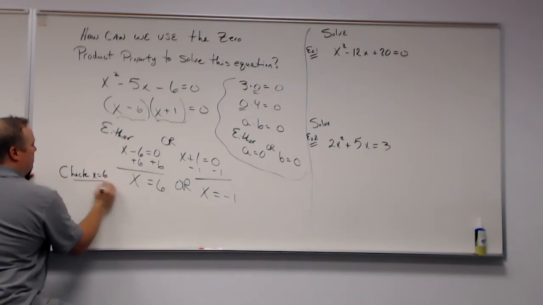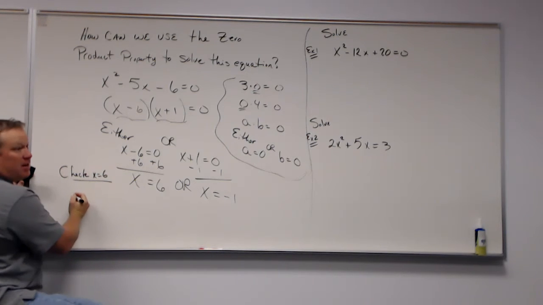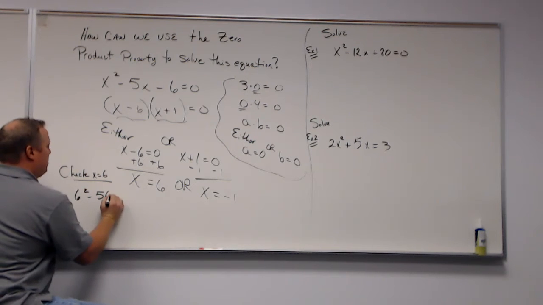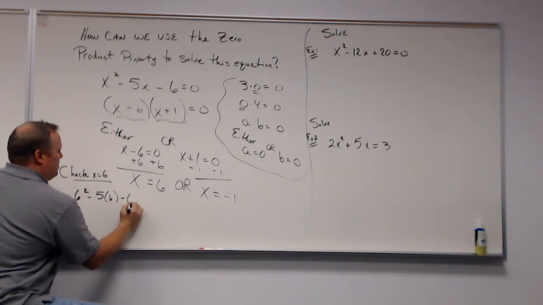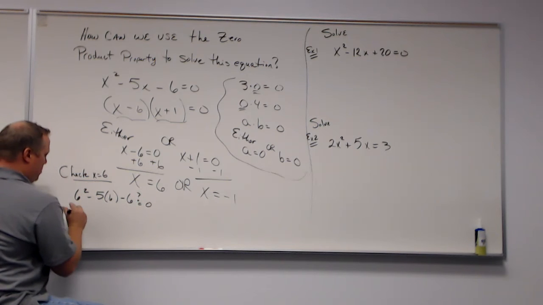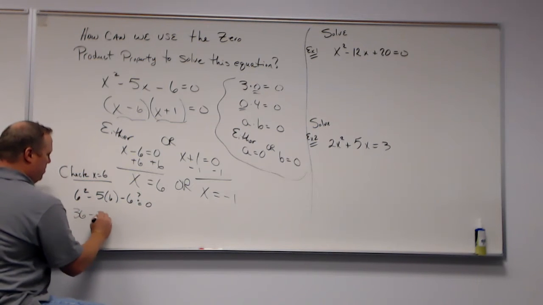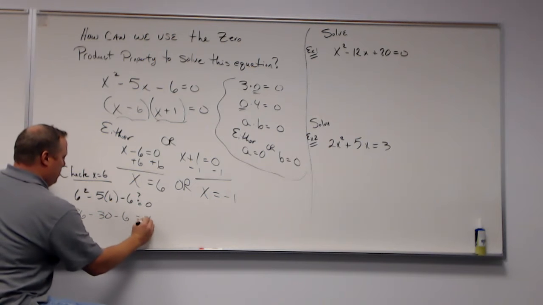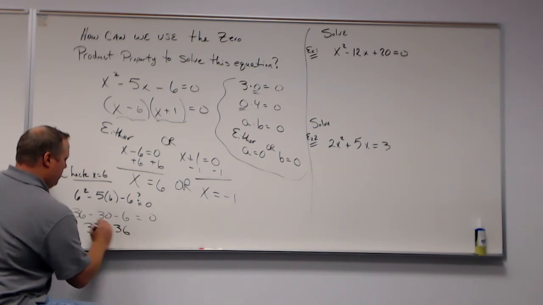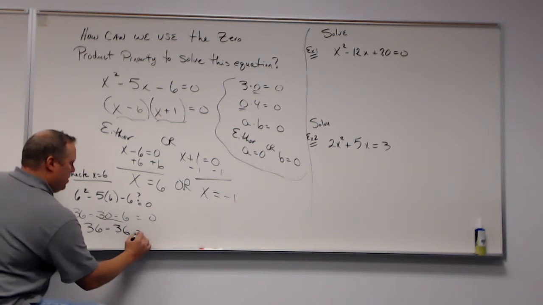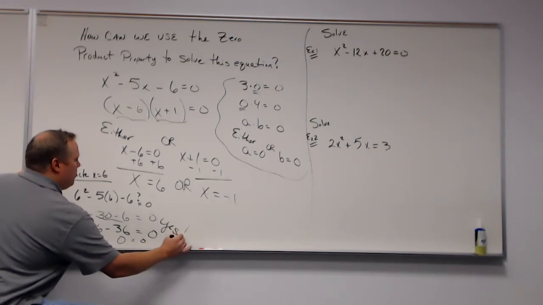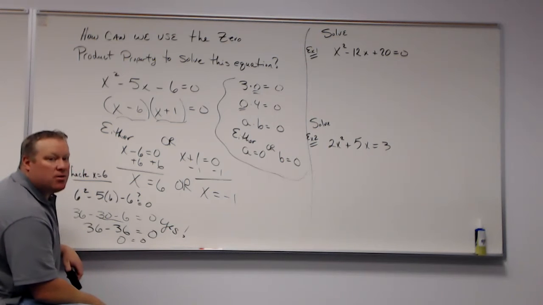x equals 6. If we did that, then you plug it into the original function, and you'd have 6 squared minus 5 times 6 minus 6. And you're really going to see if that equals 0. So if we do this math quickly, 36 minus, well, these two turn out to be minus 36. Does that equal 0? Yes, sure does. So that one works.